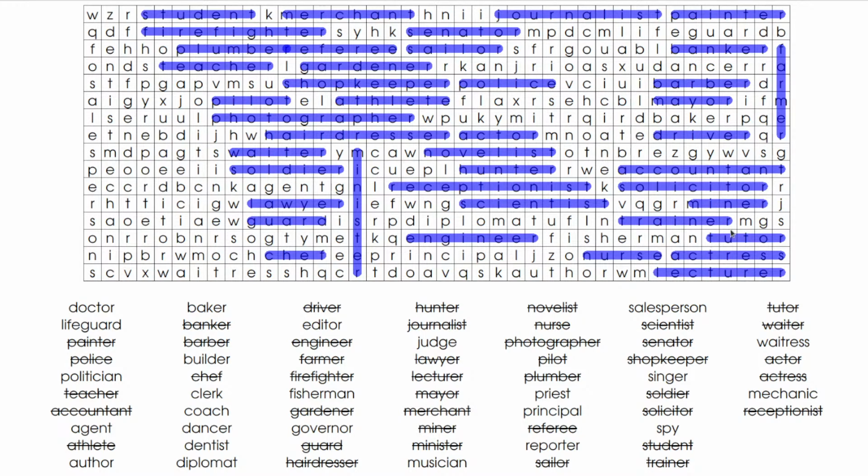Trainer. Principal is typically the most senior teacher at a school. Baker makes bread. A dancer. Politician is the general name for people elected to represent people.